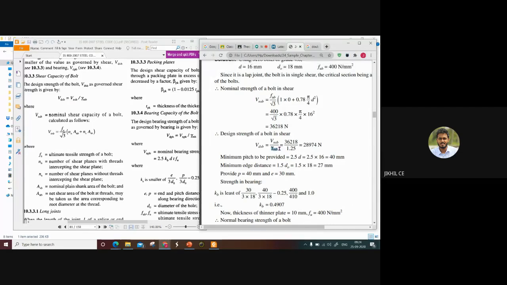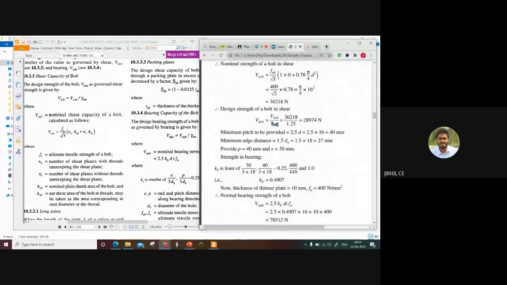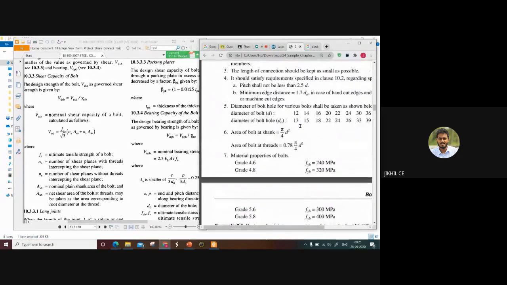Gamma MB is the factor of safety for the bolt, and it is taken as 1.25. So design shear strength is equal to the obtained value divided by 1.25, and we obtain 28,974. So the single bolt in single shear will take a load equal to 28.97 kilonewton. And the minimum pitch to be provided, we already saw, is 2.5 D.